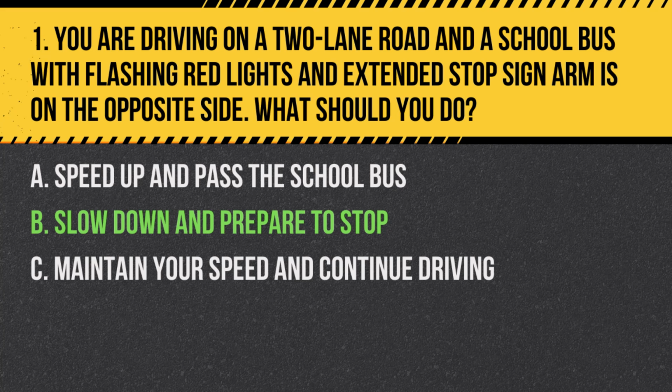When a school bus with flashing red lights and extended stop sign arm is on the opposite side of a two-lane road, you must slow down and prepare to stop to ensure the safety of children crossing the road.